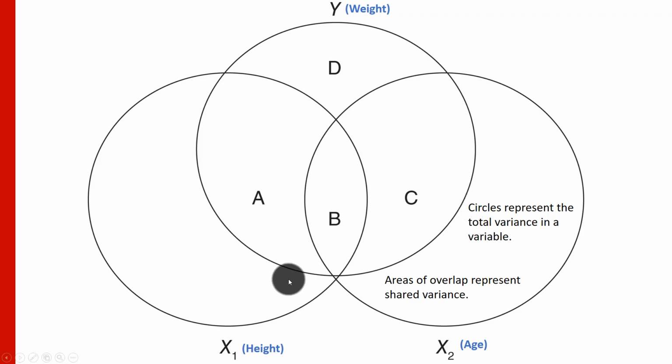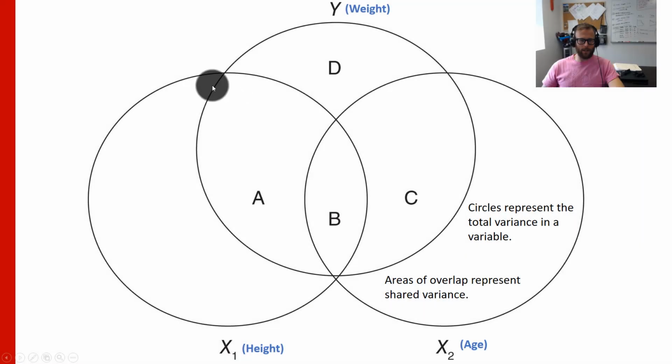variance in our model. So if you think about the variation in each variable, we have the variation in weight, the total sums of squared errors in weight, which could be represented by a circle. The variation in height, the total sums of squared errors in height, could be represented by a circle. And the total sums of squared errors in age is represented by a circle. So these circles represent the total variance in each variable, and areas of overlap represent the shared variance.